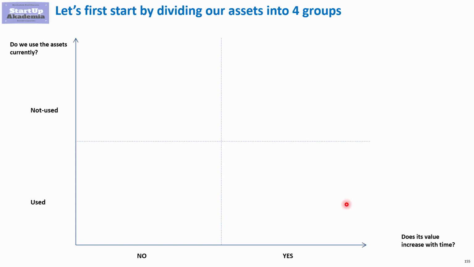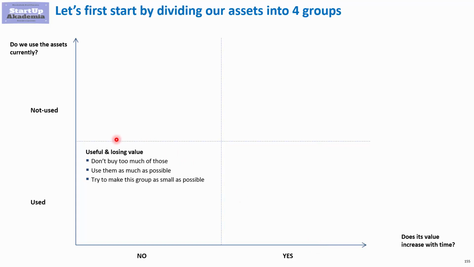And for that, we're going to use the following framework. We're going to look at the value of the asset. Does it decrease with time or not? And we would also look at whether we use it or not. So here we've got not used assets, used assets, and here we've got assets whose value does not increase with time, and here we would have assets whose value increases with time. So thanks to that, we have 4 groups.